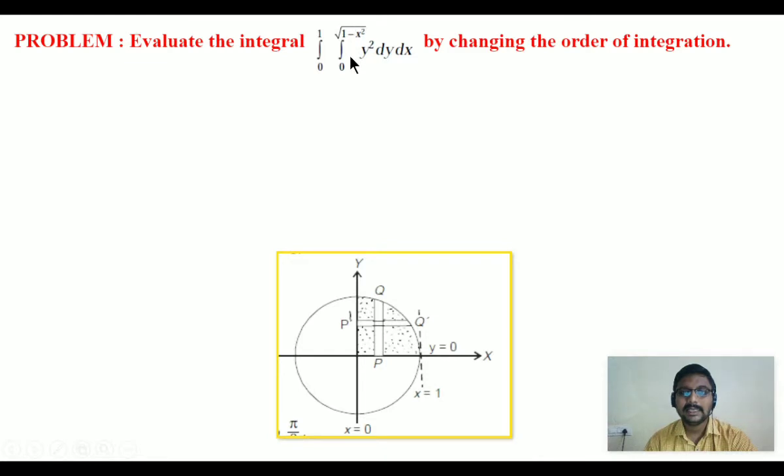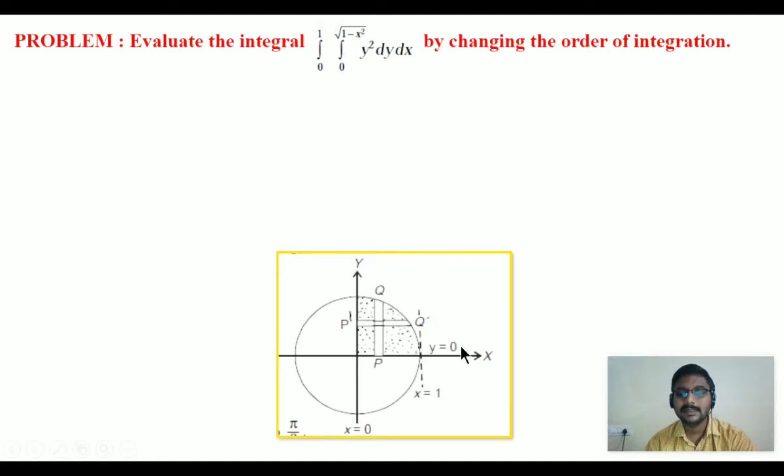These are the inner integral limits related to y, because the y limits are in terms of x, and the outer integral limits are x limits, that is, x limits are 0 to 1. So here y varies as 0 to root of 1 minus x square, that is y equal to 0, y equal to root of 1 minus x square.